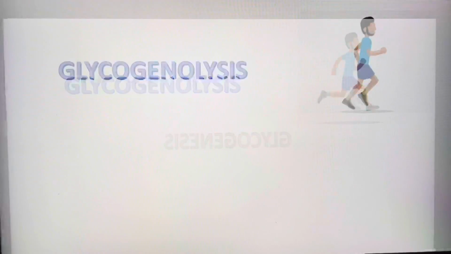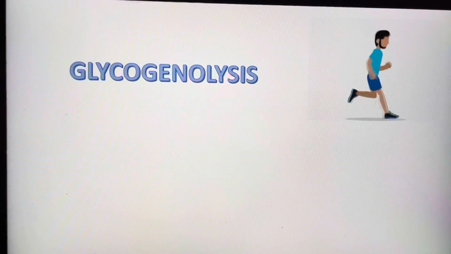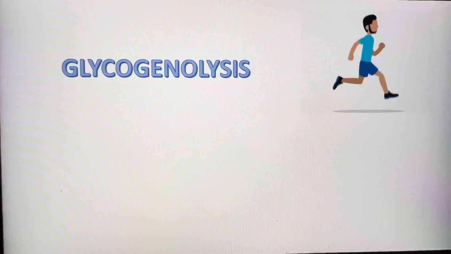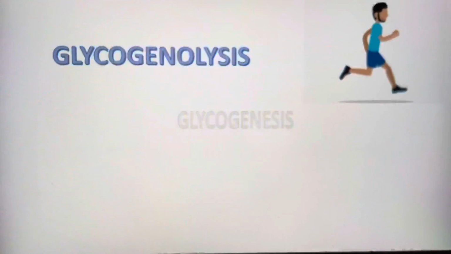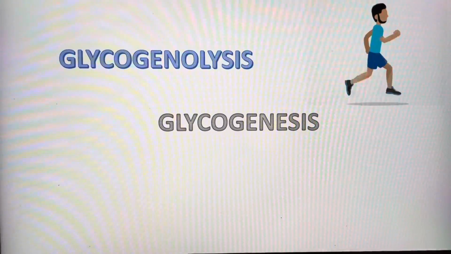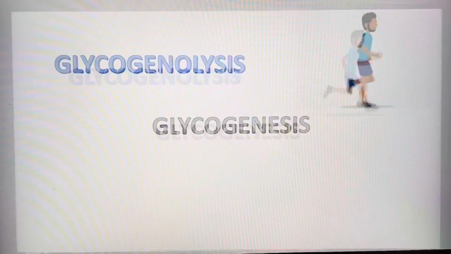For example, if a person is fasting, then glycogen will be broken down to provide energy. Glycogenesis, on the other hand, occurs when there's excess glucose and it is stored in the liver and the muscle cells.